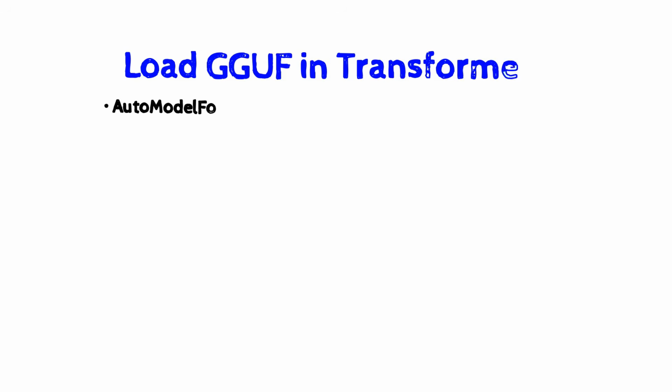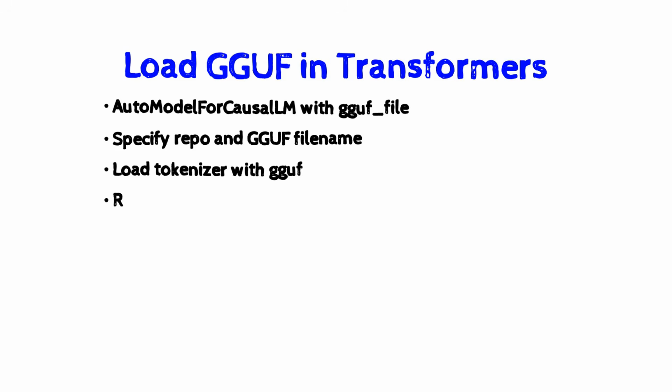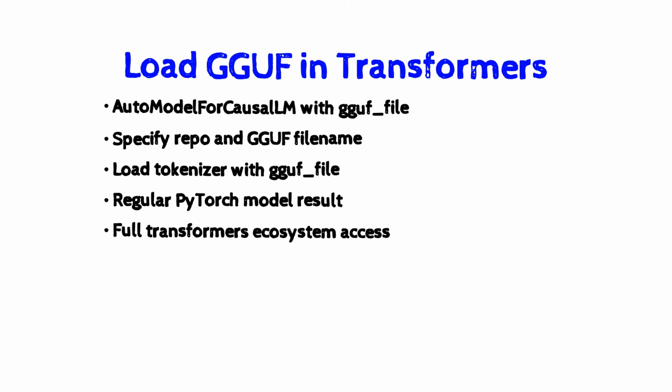To load a GGUF model in Transformers, use the AutoModelForCausalLM class with the gguf_file parameter. You would specify the model repository and the specific GGUF file name. Similarly, load the tokenizer with the same gguf_file parameter to ensure compatibility. The loaded model is now a regular PyTorch model that you can use for training, fine-tuning, or any other Transformers operation. This integration makes it easy to leverage the PyTorch ecosystem while starting from efficient GGUF files.